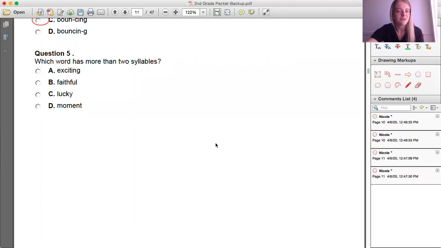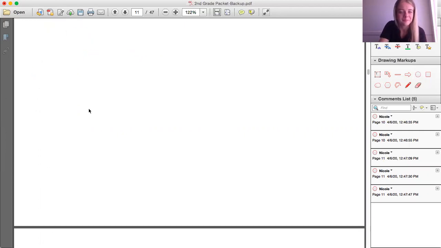Number 5, which word has more than 2 syllables? Exciting, faithful, lucky, moment. So you should have marked A, exciting. That has 3 syllables.